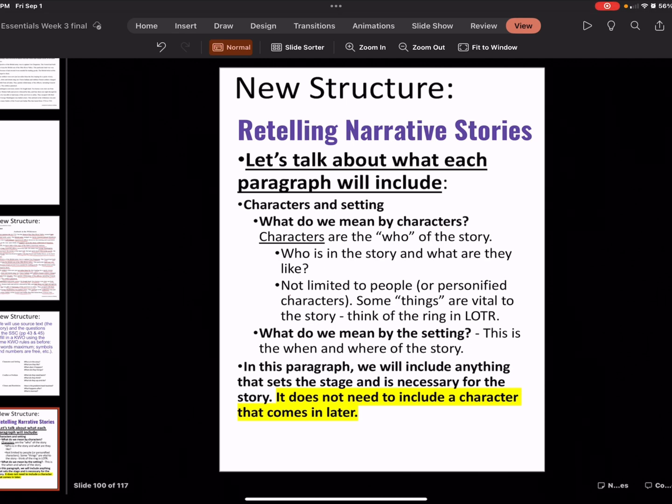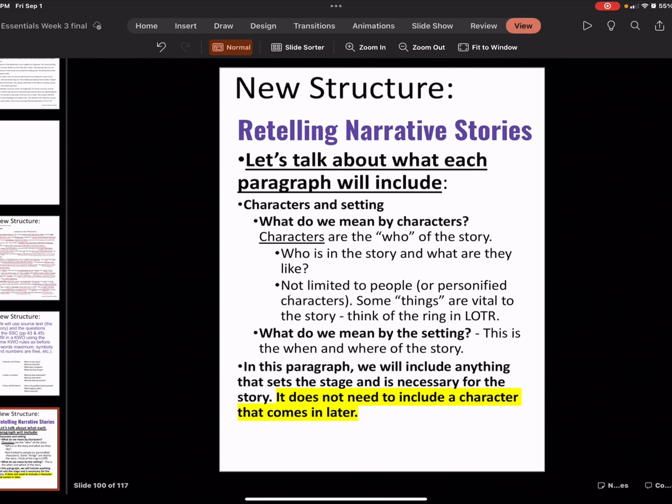Obviously, the keyword outline is only going to have the high points, the most important information, and then your paragraph will flesh out those details and give us a lot more information. So, characters and setting. What do we mean by characters? Characters are the who of the story. Who is in the story and what are they like?